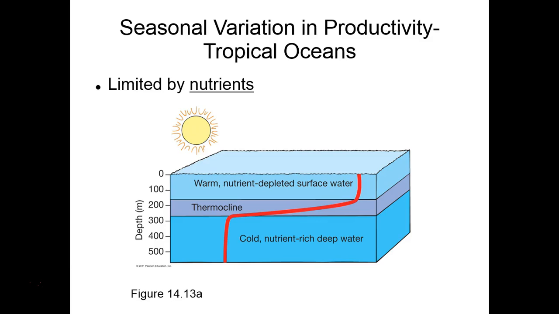And when I say tropical oceans, I'm not talking about near land. If it's near land, then you have a constant input of nutrients from the land. I'm talking more about open waters here.